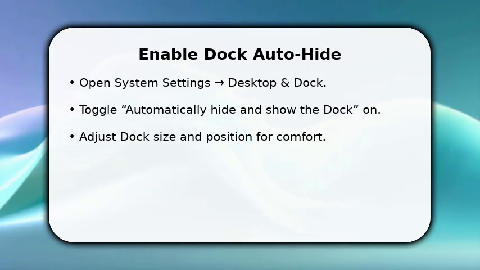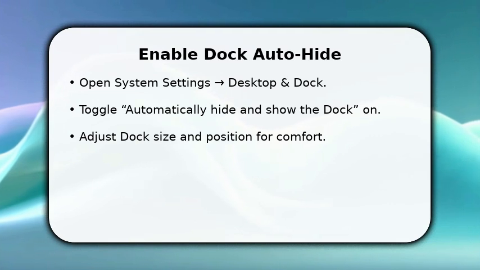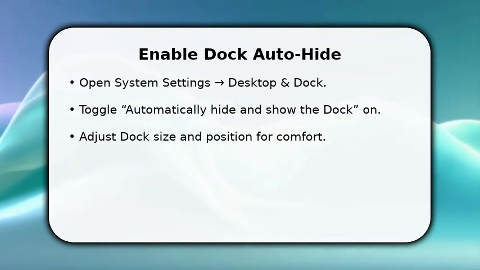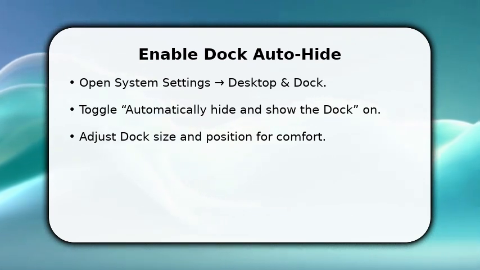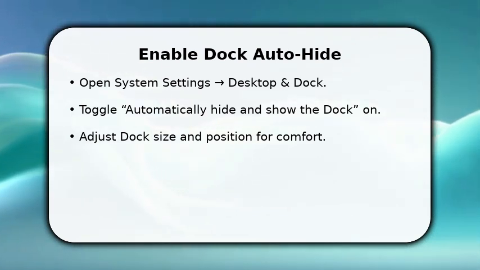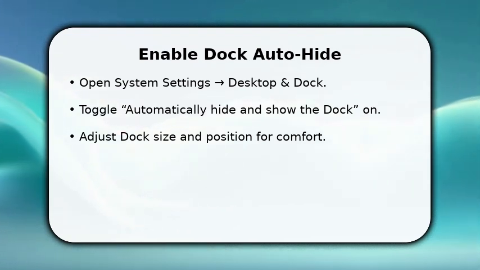You start by hiding the dock because that's the Mac equivalent of a taskbar. Open System Settings and go straight to Desktop and Dock. Once there, flip on Automatically Hide and Show the dock. This removes the dock from view and resurfaces it when you move the pointer to the screen edge.